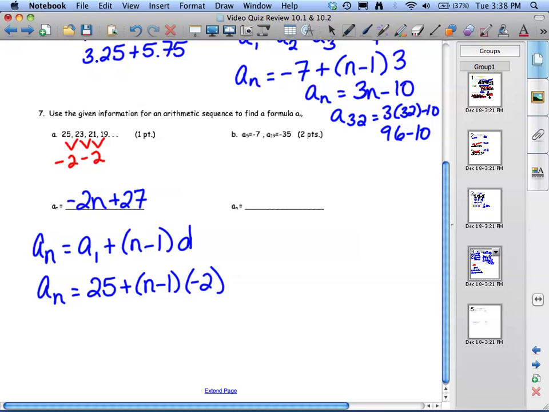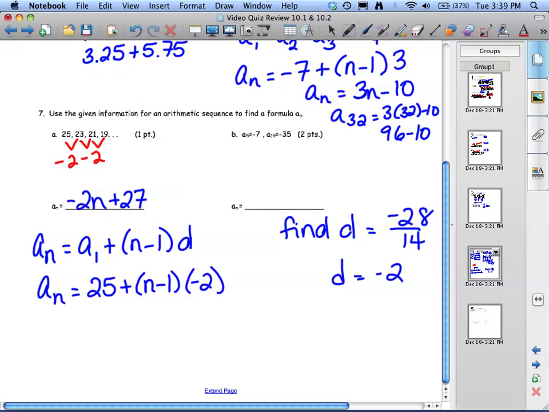The next one is going to be worth 2 points because you have to find your D value. So let's look at our D value here. If I'm going from negative 7 down to negative 35, that's going down 28 spaces. But I'm only going between the 5th and the 19th term, so that's 14 terms have to be covered. So D is negative 2.